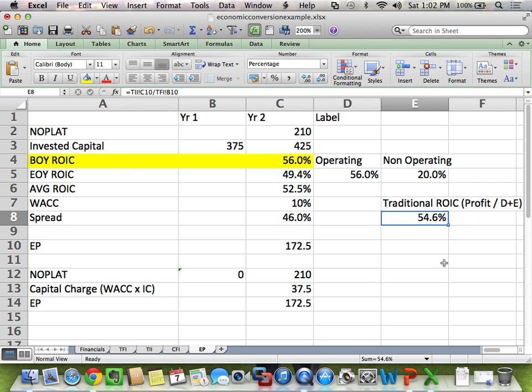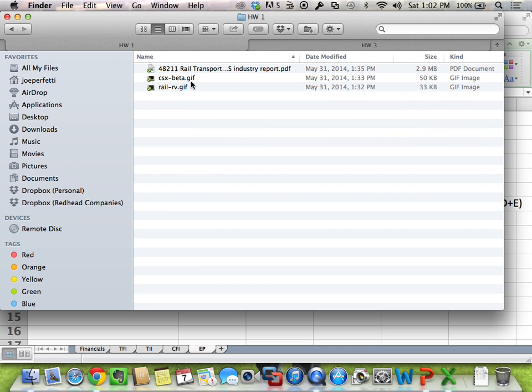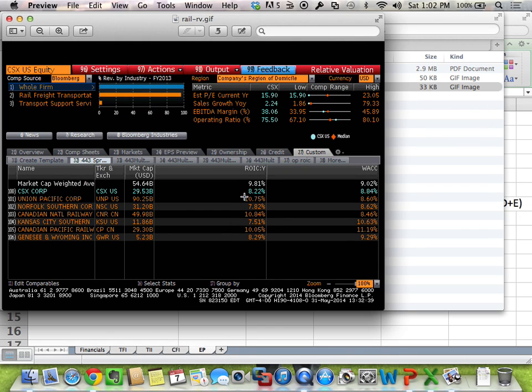That's the number that Bloomberg would have given us if we had looked it up. 54.6. That's the number, if I go back to the CSX assignment, that's this. The ROIC in Bloomberg is the return on the debt and equity. What would we call that here in this class? The return on the what? It's not the ROIC.